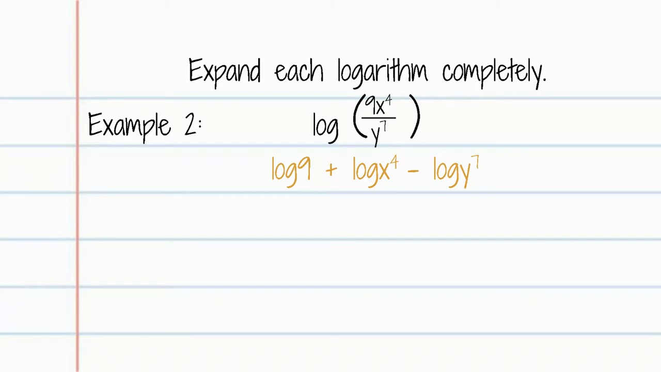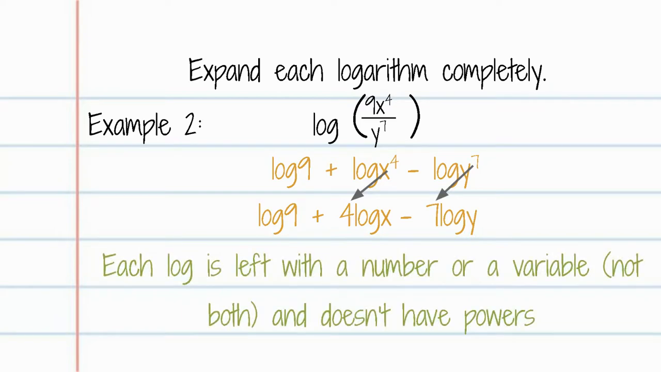Okay? Then I need to deal with my exponents afterwards like I did in the last one. So this 4 and this 7 are going to go out front. And that's my answer. Because you will notice that each log has either a number or a variable, not both, and don't have powers left because we put them out front already.